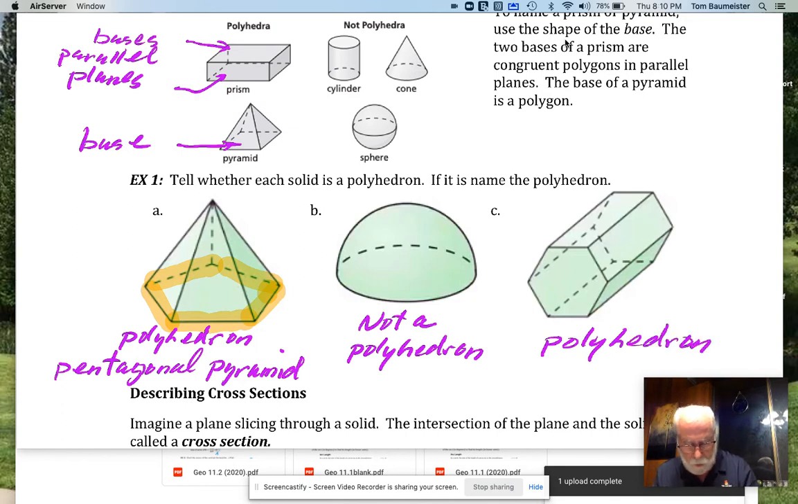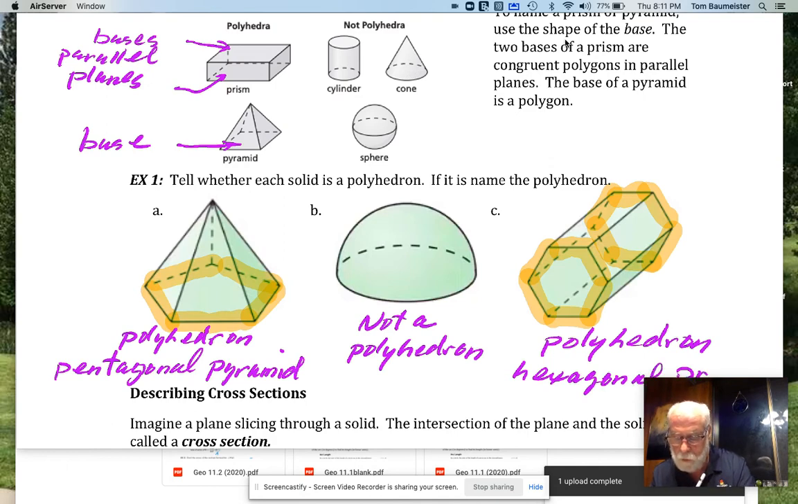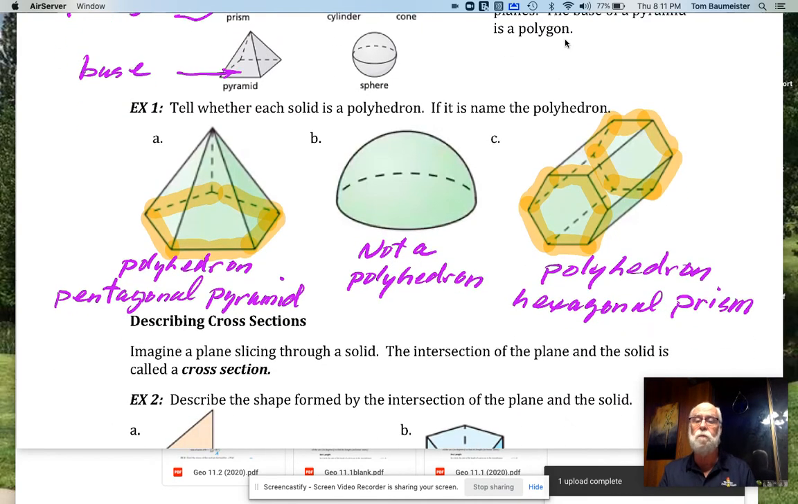And on this one here, which ones are the two parallel ones? So if we look here and here, those are the two that are parallel. And what did that just make there? Well, that's a hexagon. So we would say it is a hexagonal pyramid. A prism, sorry, not pyramid. All right, so it's a hexagonal prism.